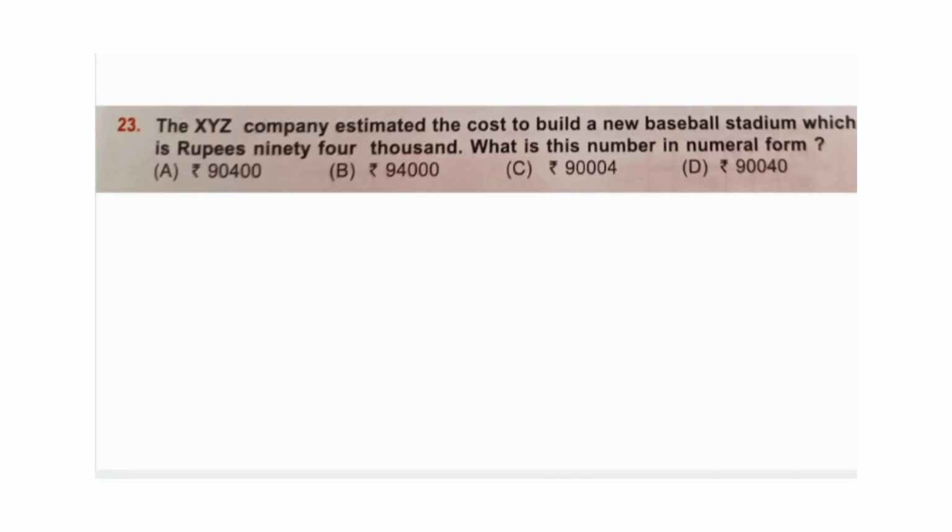Let's look at question number 23. The question is, the XYZ company estimated the cost to build a new baseball stadium, which is rupees 94,000. What is the number in numerical form? So this one is reasonably easy. All you have to do is write the number in numerical form, which is 94,000, which is option B.